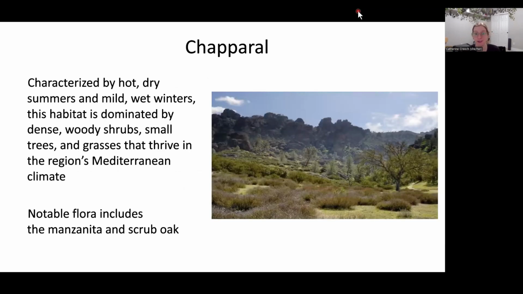Then we have chaparral. Chaparral is a Mediterranean climate, which means that there's hot, dry summers and mild, wet winters. There's going to be lots of shrubs and small trees. Manzanitas grow in this area, and oaks do pretty well in this area. We see this a lot in California, so the chaparral is important to the California coast.